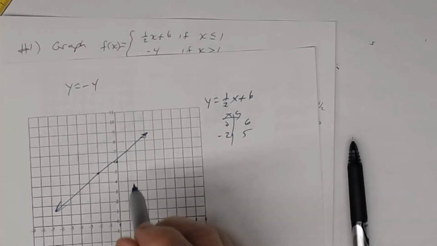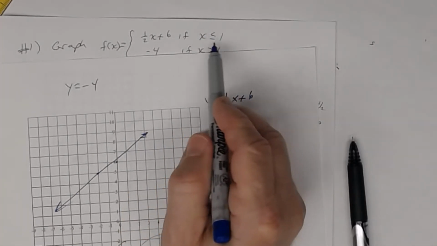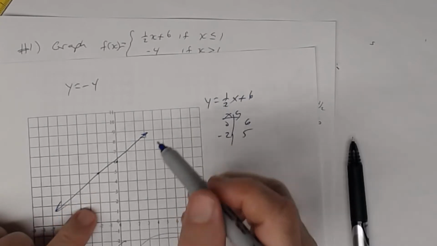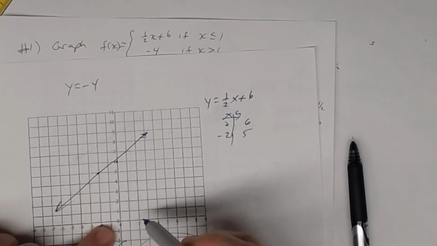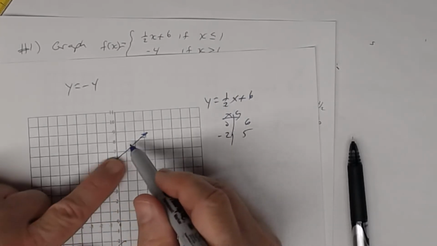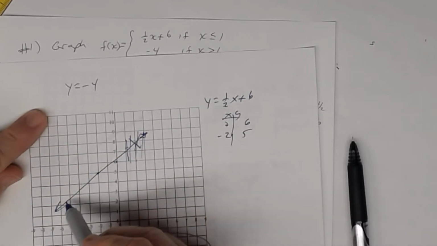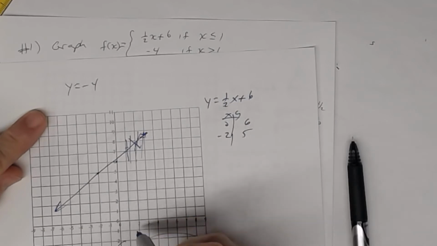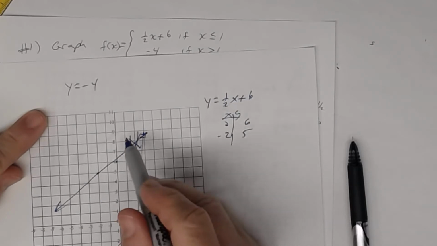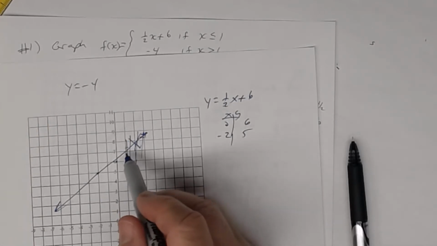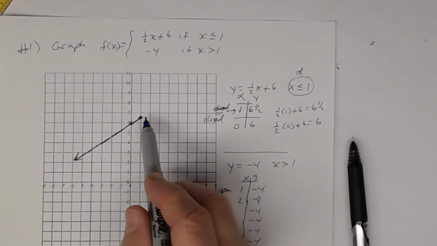But remember, I'm restricting my domain, so I only want to include the part that's less than 1. So here's 1 right here. I need to take away this part right here, and only include this. So I only want to include x less than or equal to 1. You see this piece right here? That's what you see here.